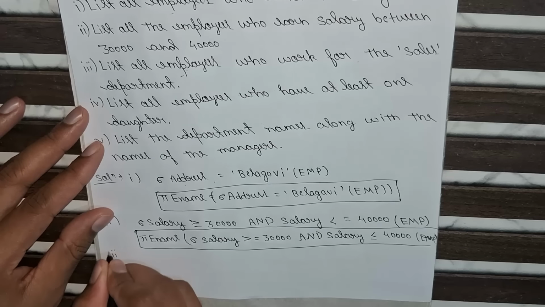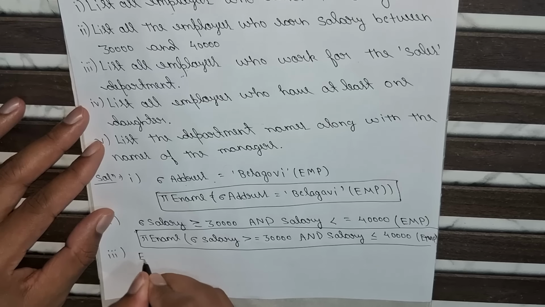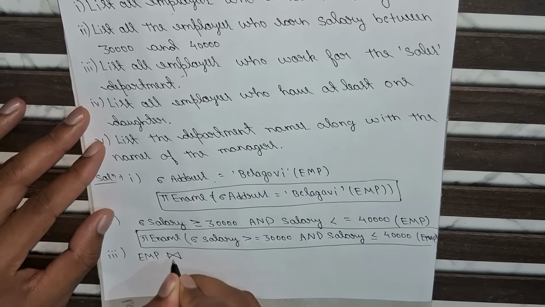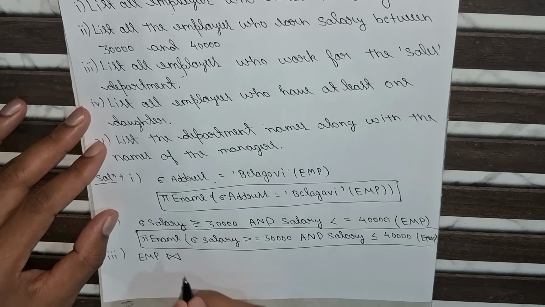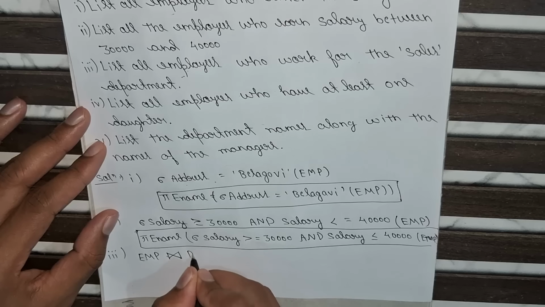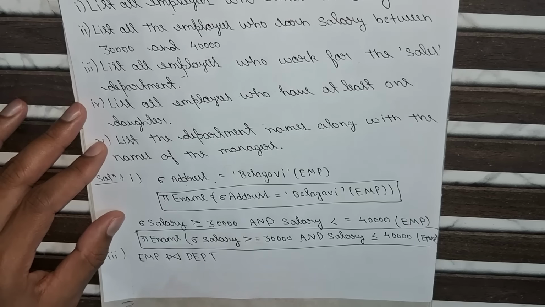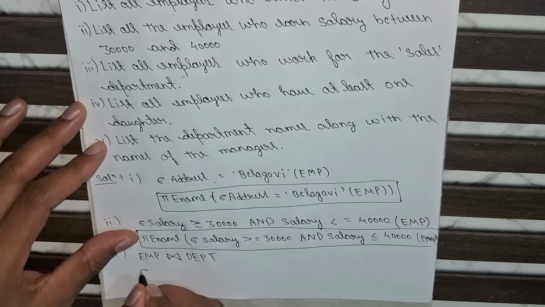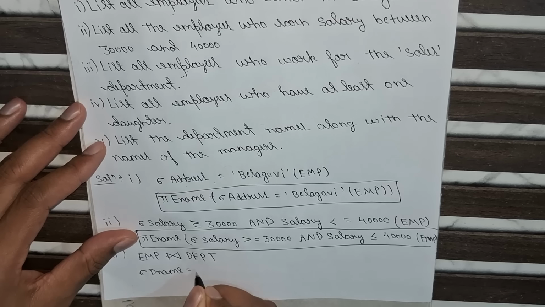Now for the third one, first join employee and department. So we will write EMP, and for the joining we will use this symbol. I already told all the symbolic representations in my previous video, so you should first check that video and then come to this. Then again department. Now select only the sales department. So how will we do? We will select department name which is equal to sales.